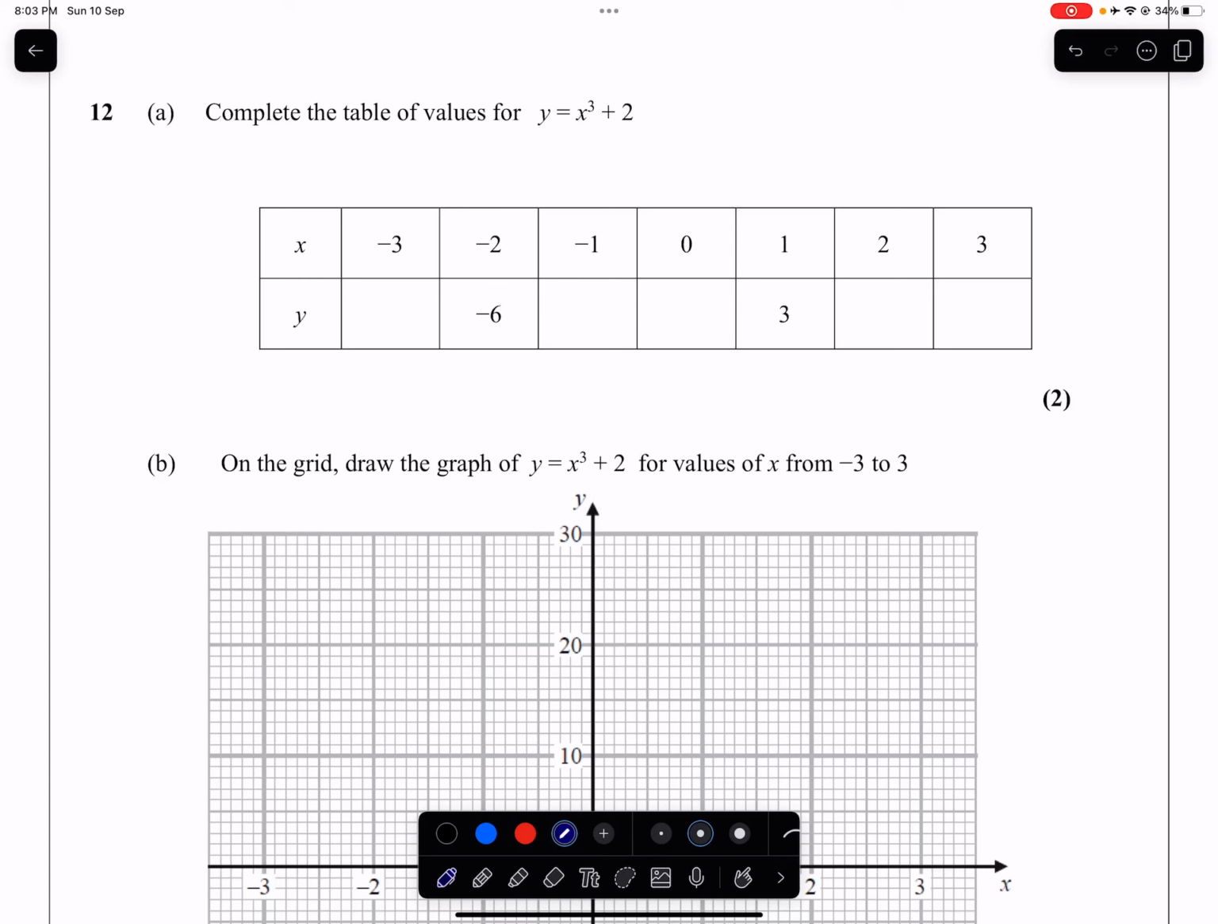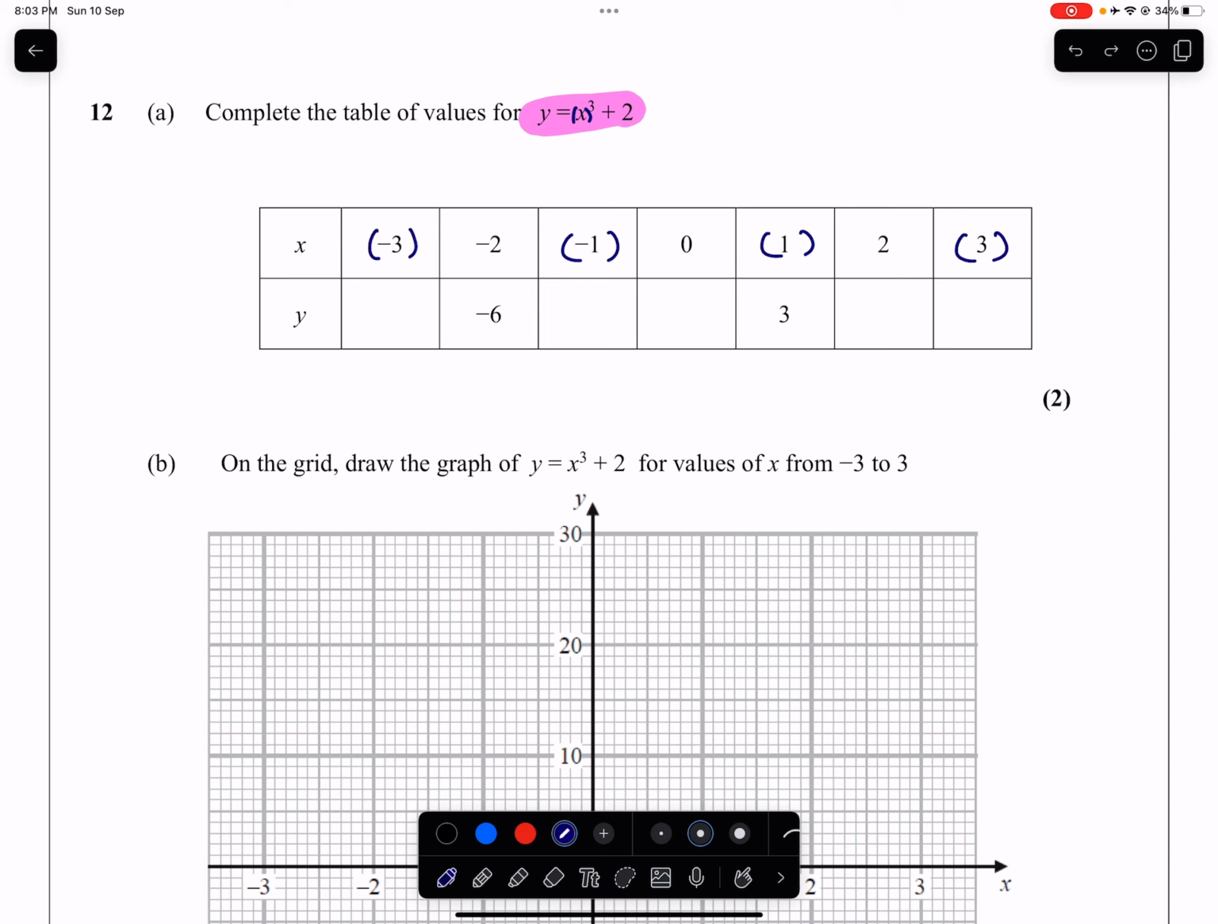Question 12. Complete a table of values for the equation y equals x cubed plus 2. So we're going to sub each of these x values in one at a time into this formula, being careful with brackets like so. It won't actually make a difference in this one because of the fact that we have a cubed, but just it's always prudent to use brackets when substituting negatives in.